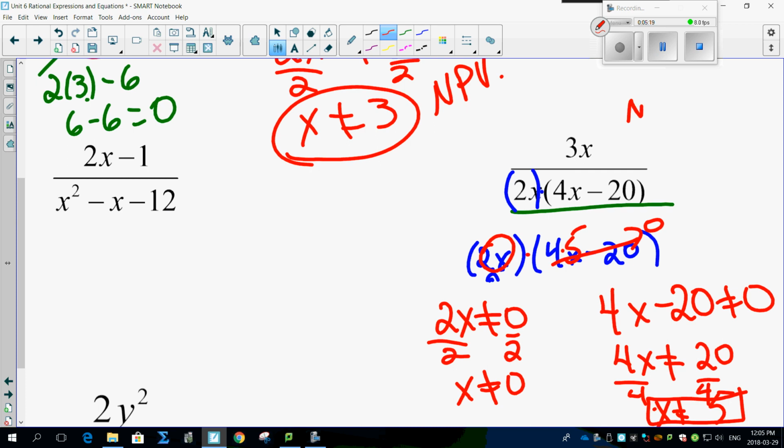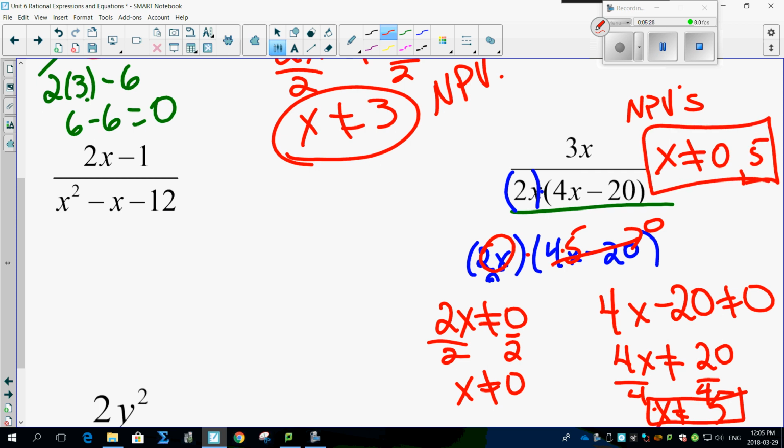And you can write them over here. You can see your NPVs for this is x cannot equal 0 or 5. Those are your two NPVs, and you'd list them off like this. What happens in a situation like this when you have a polynomial? Guess what? You've got to factor it.